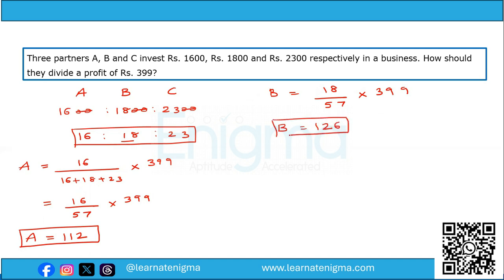And similarly for C, it will be 23 upon 57 into 399. So the answer comes out to be C is equal to 161. So these are the individual profit shares of A, B, and C. A is 112, B is 126, and C is 161.